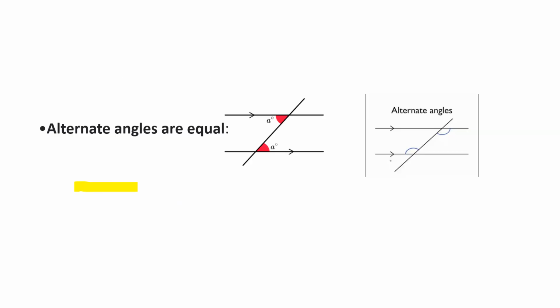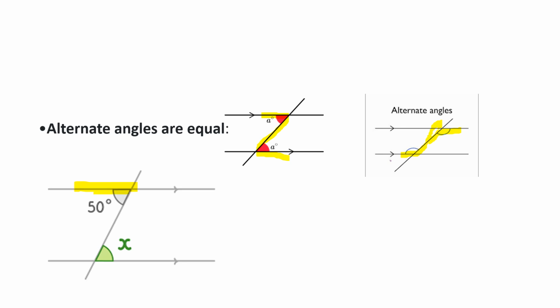So if we look at alternate first, alternate are ones that make this sort of shape. So they're different sides of the transversal line, but both inside. We could have that the other way. So they're both different sides of the transversal line, but inside. So here is an example.